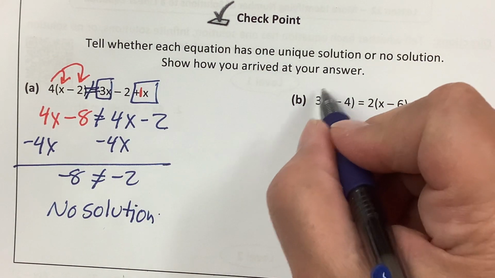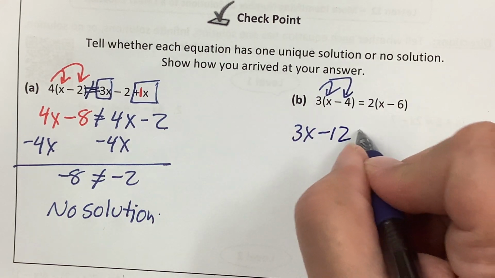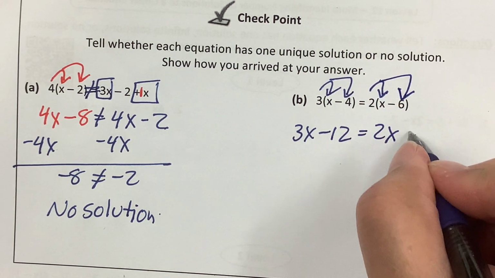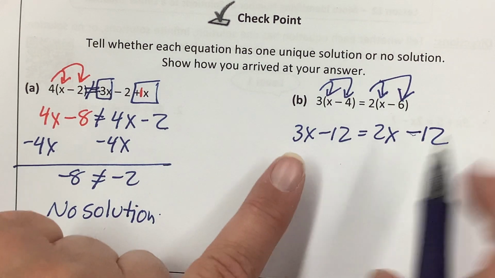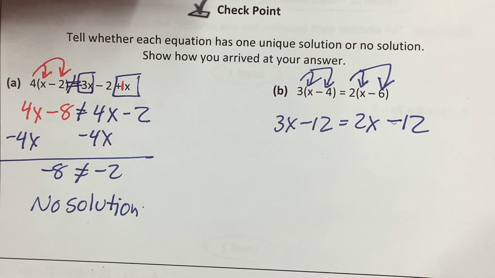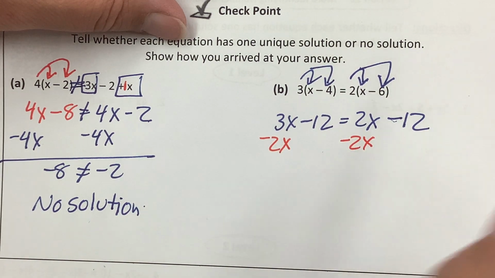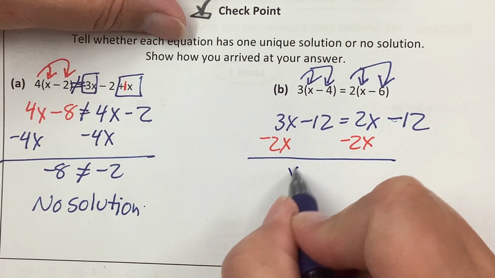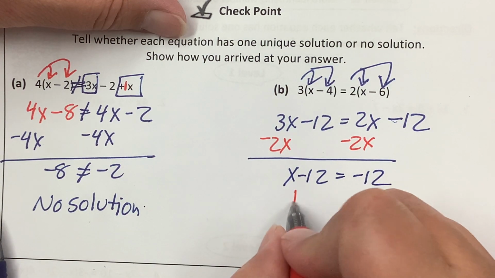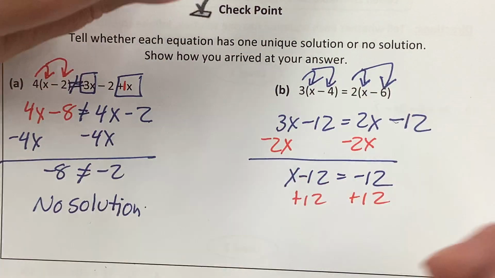I'm good there. 3 times x, 3x, 3 times minus 4, minus 12, equals 2 times x, 2x, 2 times 6, minus 12. Well, look, I have different coefficients. So I already know that I'm only going to have one answer. So let's find that one answer. Minus 2x from both sides. I get x minus 12 equals negative 12. I'm going to add 12 to both sides. And I get x equals 0.